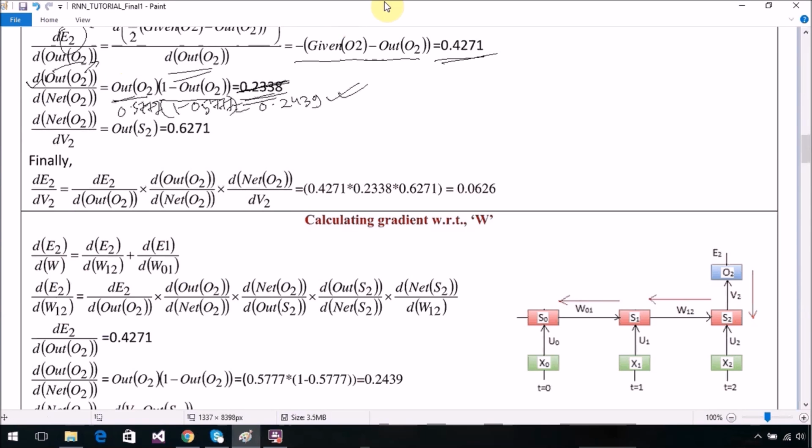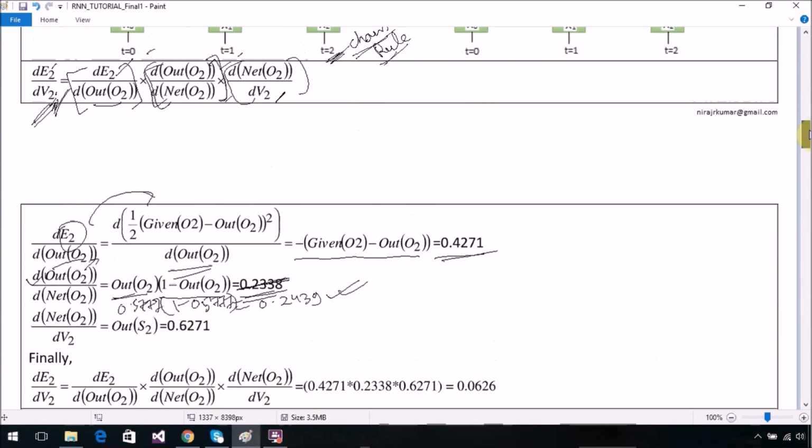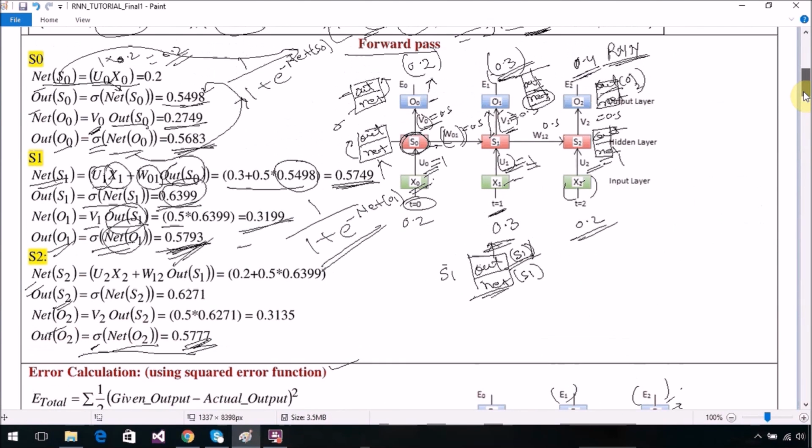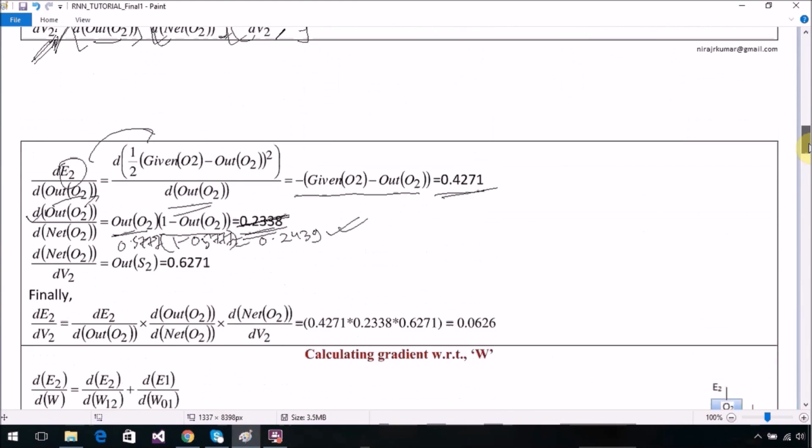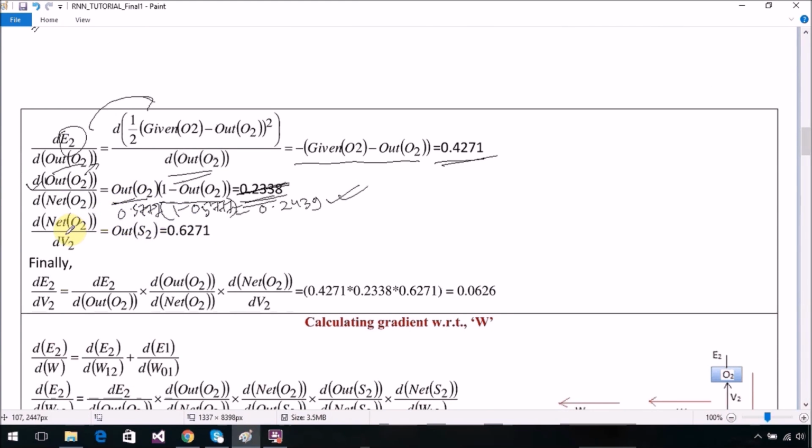Similarly, we can calculate the next part, and this is very simple. We just take the expansion of net O2 that we derived earlier. So our expansion of net O2 is V2 times out S2. So we'll just copy this here and take the differentiation with respect to V2, which will be out S2, and this is the value. So we'll take all three values together and take the multiplication, and this is the gradient with respect to V2.